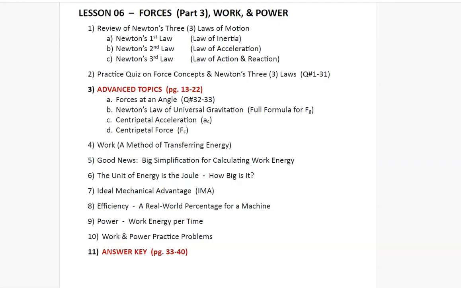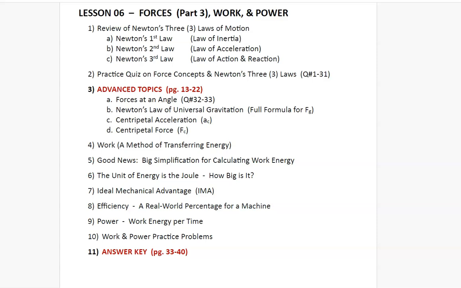And then we'll talk about a concept called ideal mechanical advantage. This is another unitless number that tells you how useful a machine is in terms of making your life a little easier, in terms of telling you how much less force you have to use to get a job done, and letting the machine do the big force for you. Then we'll talk about the efficiency of machines. Machines aren't perfect, so there's a real-world percentage for any machine.